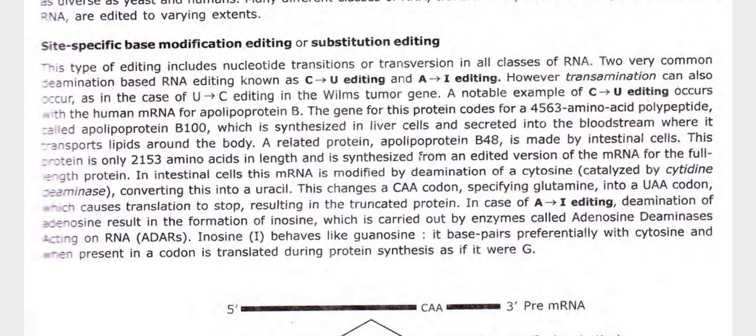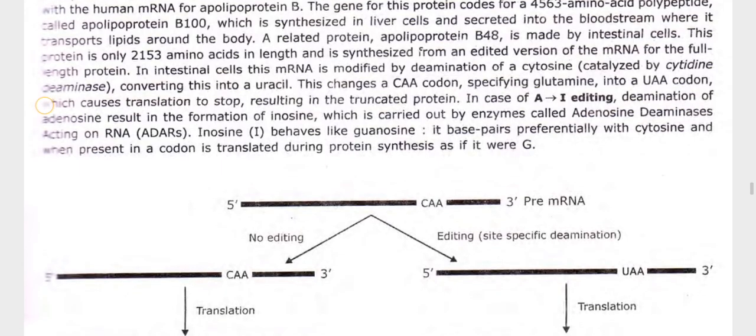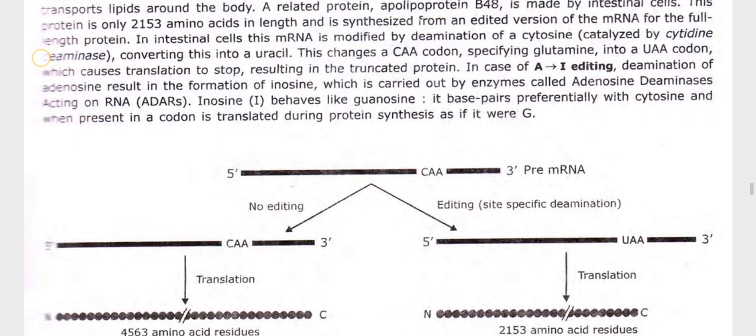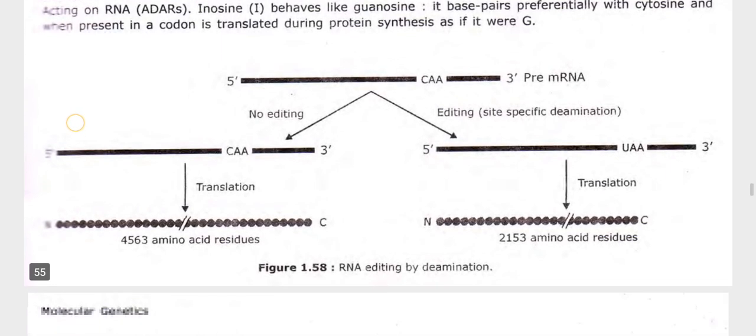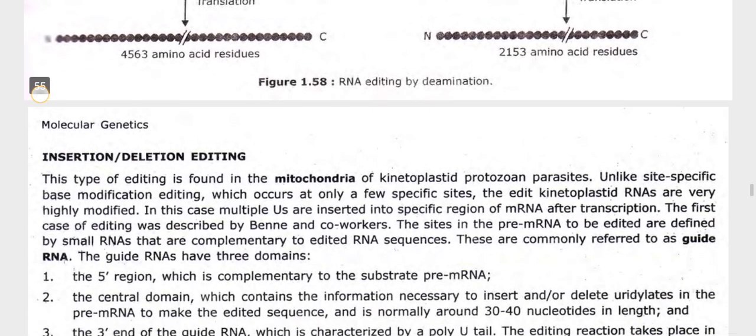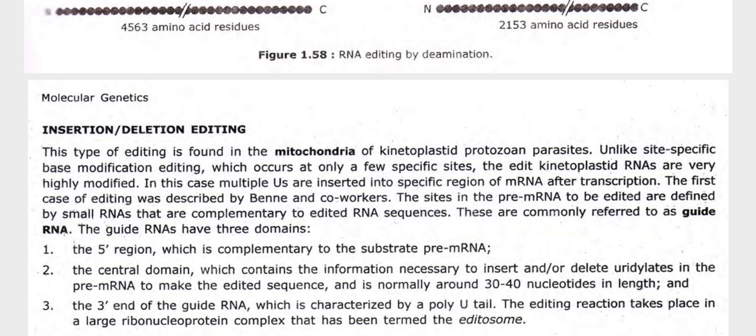In the case of A to I editing, deamination of adenosine results in the formation of inosine, which is carried out by the enzyme called adenosine deaminase acting on RNA. Inosine behaves as guanosine. It base pairs preferentially with cytosine, and so a codon containing inosine is translated during protein synthesis as if it were G. So: pre-mRNA, site-specific deamination, translation, RNA editing.